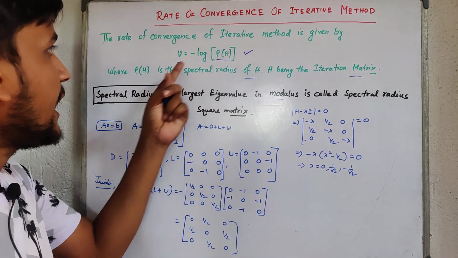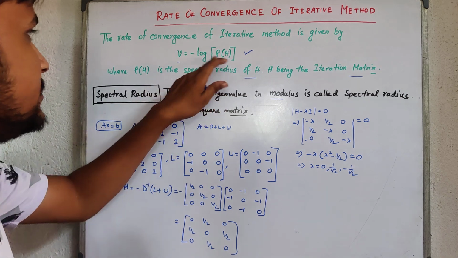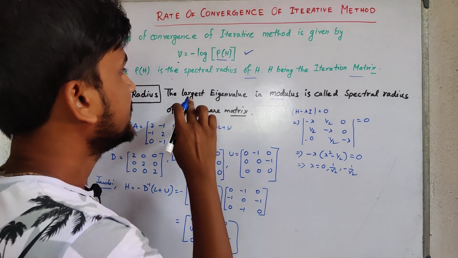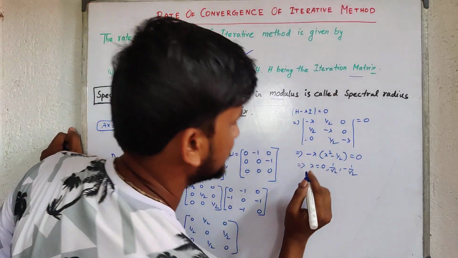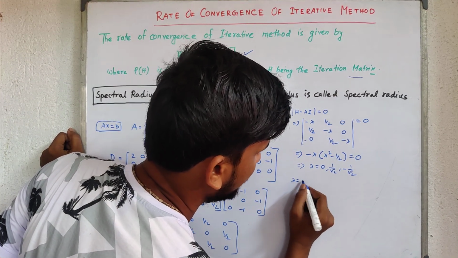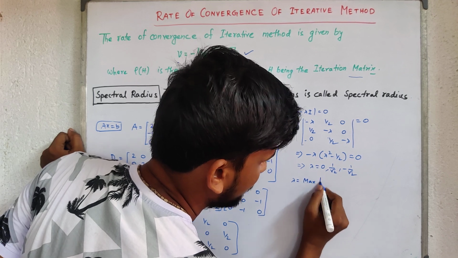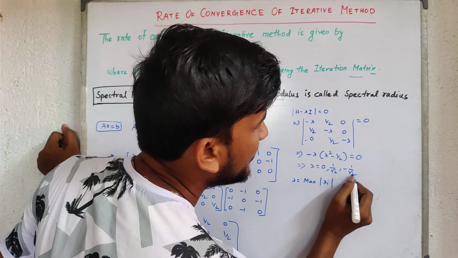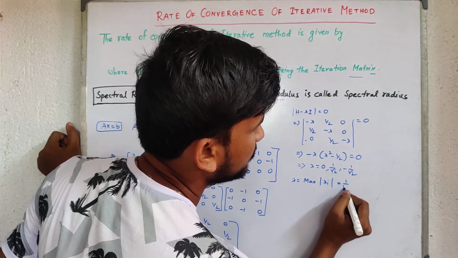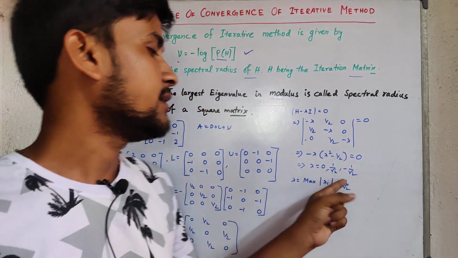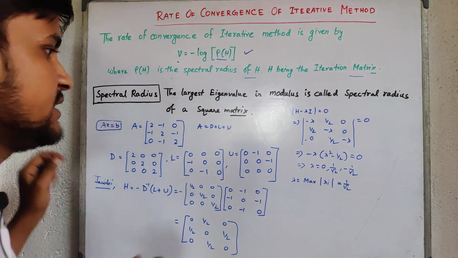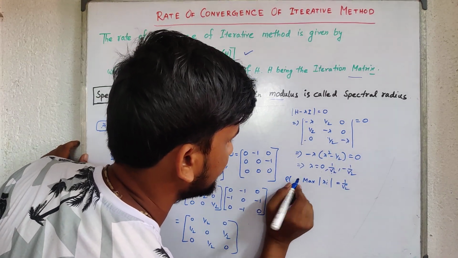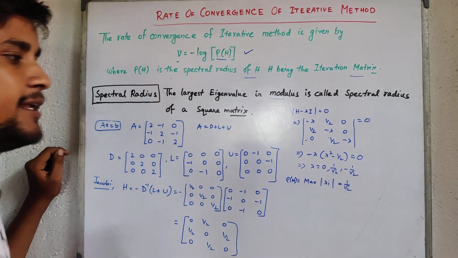Now we need the spectral radius, and we have v equal to minus log of this quantity. So what does the spectral radius say? It is the largest eigenvalue in modulus. That means rho equals the maximum of the moduli of the lambda i's. Here we have 0, 1 by root 2 and minus 1 by root 2, so if we take the maximum, then 1 by root 2 is the maximum for this case. So this is rho of H, the spectral radius.